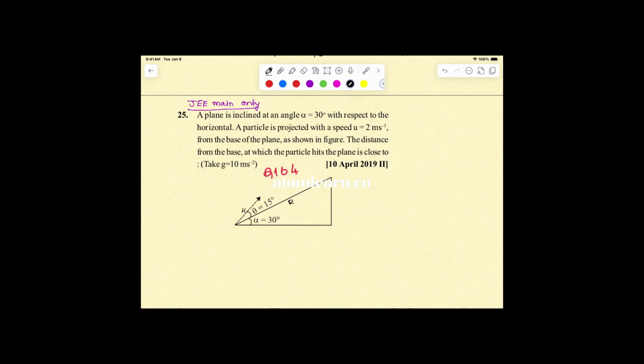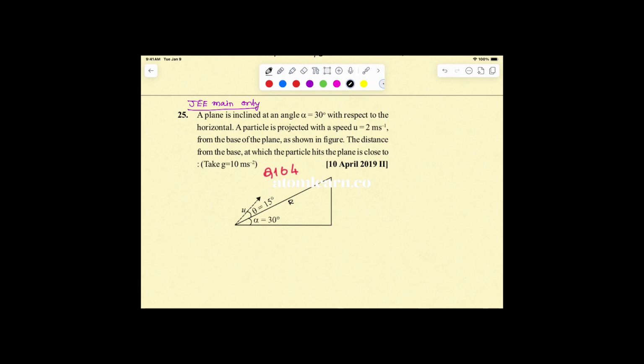A plane is inclined at an angle alpha equal to 30 degrees with respect to the horizontal. A particle is projected with a speed of u equal to 2 meters per second from the base of the plane as shown in the figure. The distance from the base at which the particle hits the plane is close to. Take g equal to 10 meters per second squared.